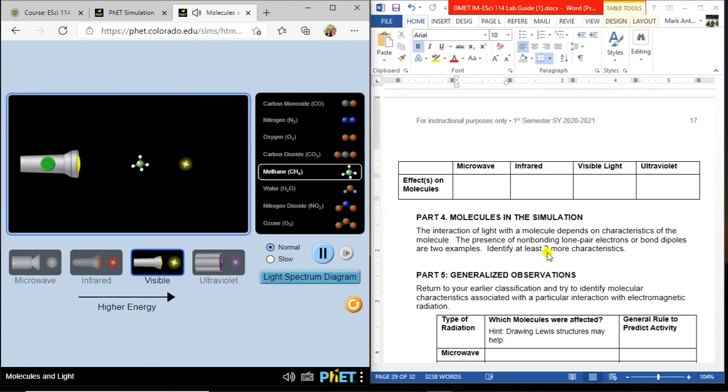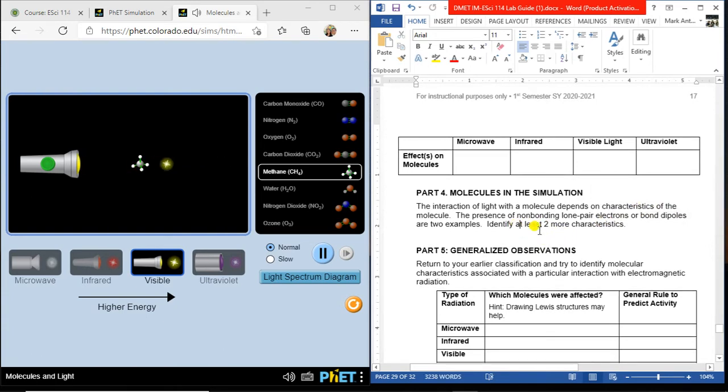Again, it states here the two characteristics in the interaction of light with the molecule. The first is the presence of non-bonding lone pairs of electrons. The second is bond dipoles. Okay, bond dipoles. You can search for lone pairs of electrons, and also what bond dipoles mean. Now your goal here is to identify at least two more characteristics, the factors that result in the interaction with light. Why do they spin, why do they stretch? What are the factors in our substances that make them interact with our light?